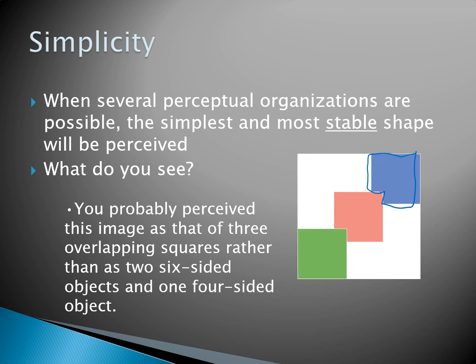And the same with this one. 1, 2, 3, 4, 5, 6. And then this one has 4. So you could have said that, but yet that's not what our brain perceives, right? It's always going to perceive the simplest form, the simplest shape possible.